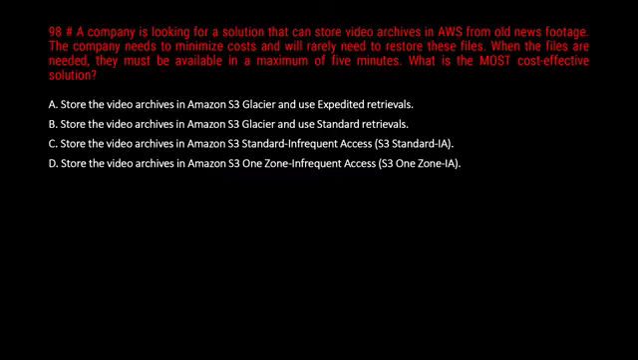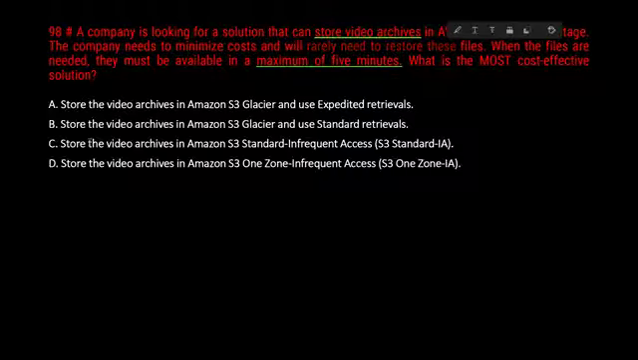A company is looking for a solution that can store video archives in AWS from old news footage. The company needs to minimize costs and will rarely need to restore these files. When the files are needed, they must be available in a maximum of 5 minutes. First of all, when you say video archives, usually you will think of Glacier, but Glacier has multiple types available. Which one do you have to pick? When it says video archives, minimize costs, and rarely need to restore these files, eliminate C and D.